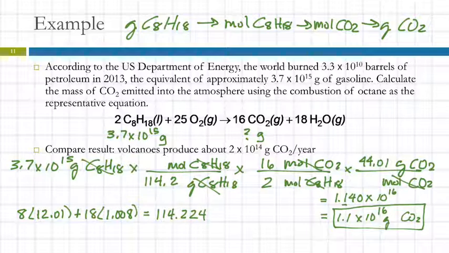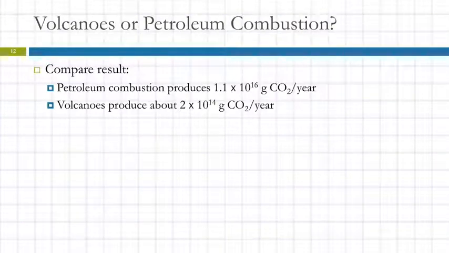How does that compare to volcanoes? Well, volcanoes produce about 2 times 10 to the 14th grams. That's also an approximation. That has one significant figure, because it's not something that we can measure exactly. So both of those are really, really big numbers, right? Are they the same? It's a little hard to look at them, right? Because 10 to the 14, 10 to the 16. I think I have on this slide. Yeah. Let's compare the result.